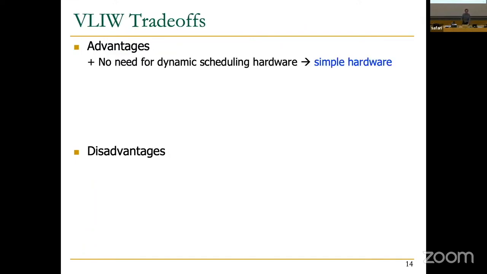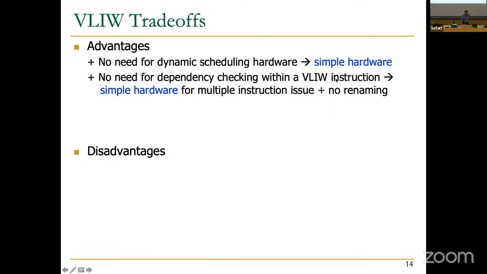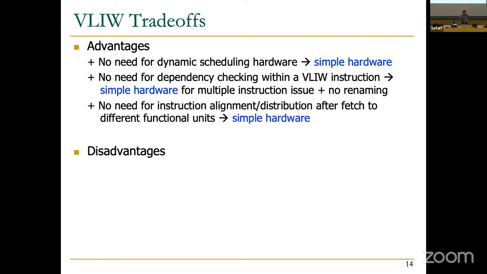The big advantage of VLIW is there's no need for dynamic scheduling hardware. As a result, hardware is simple. There's no need for dependency checking with a VLIW instruction. As a result, the hardware is simple. No renaming also. There's no need for instruction alignment and redistribution after fetch to different functional units. As a result, hardware is simple. Basically, hardware is simple. That's the big advantage.